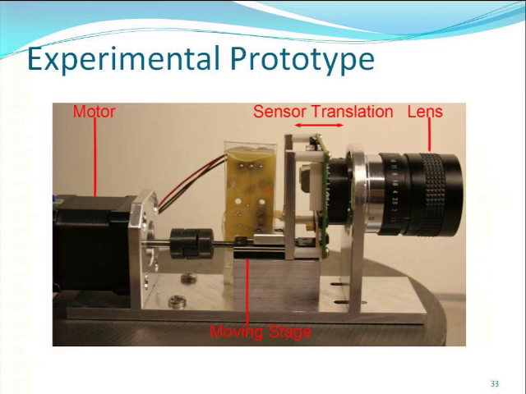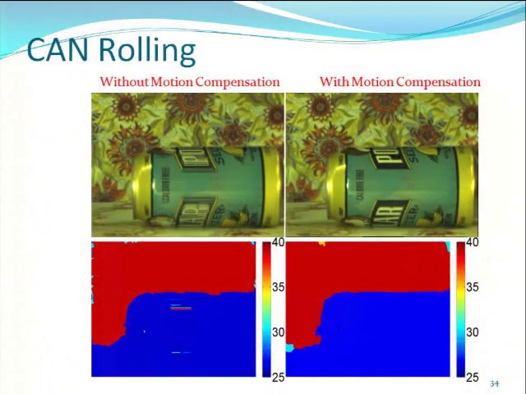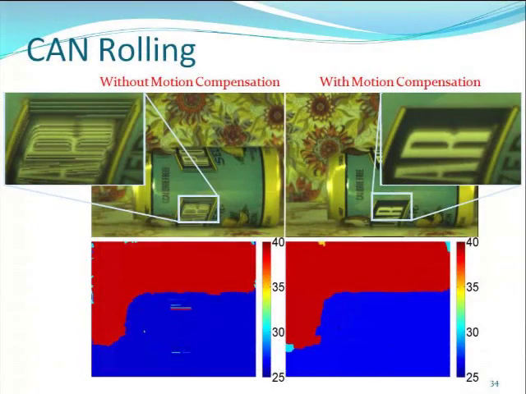And here is the experimental prototype that we built in our lab. Instead of changing the focal setting, we move the sensor a bit, and this changes a large amount of blur in the captured images. And here is a result on the CAN rolling data set. Here, if you were not to compensate for the motion, you can see you get a large amount of artifacts in the texture map, and with motion compensation, the texture map is much better.